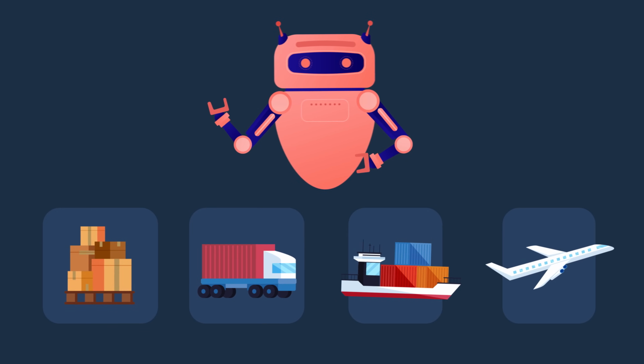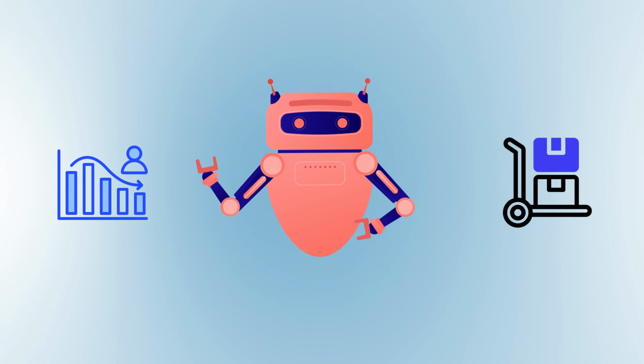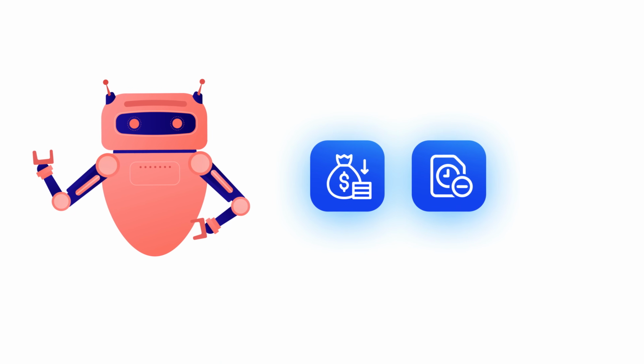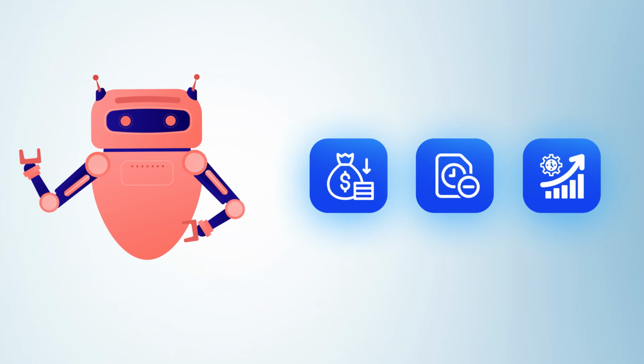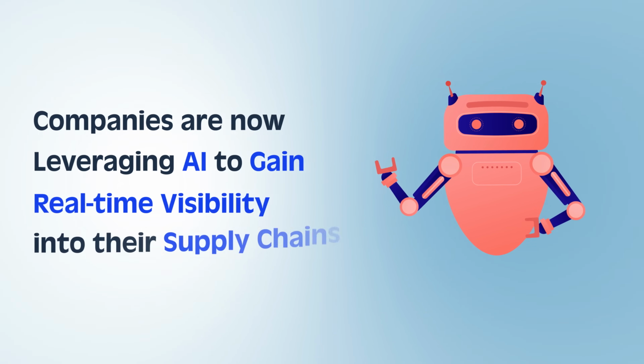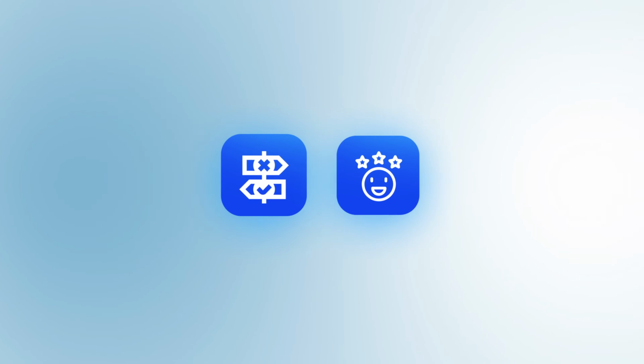Supply chains are the backbone of global commerce, and AI is becoming the brain that keeps it running smoothly. From demand planning to logistics optimization, AI helps businesses reduce costs, minimize delays, and enhance overall efficiency. Companies are now leveraging AI to gain real-time visibility into their supply chains, enabling faster decision-making and improved customer satisfaction.